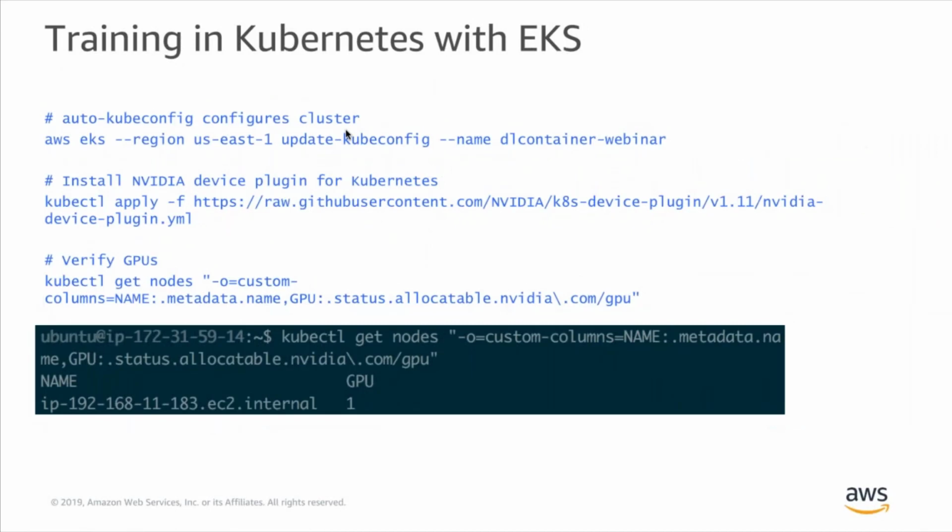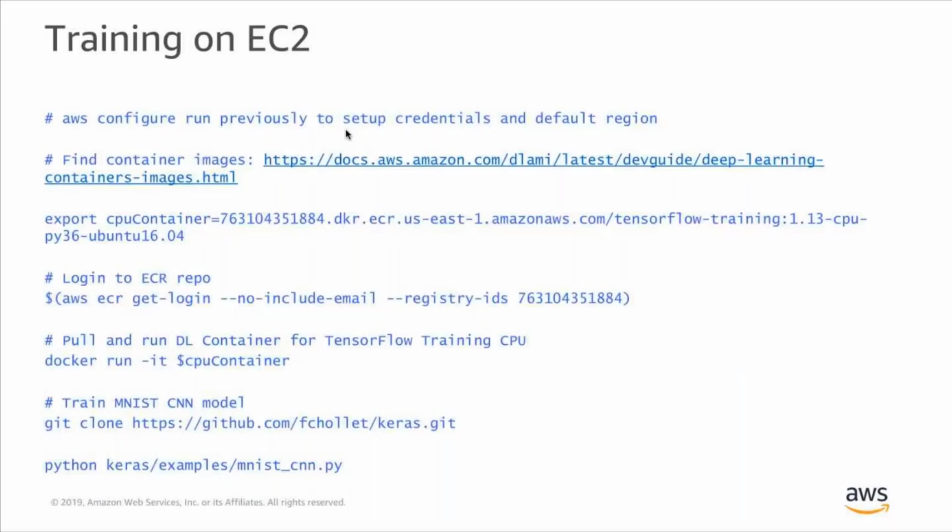So to review, we started by training on a single EC2 instance, and we pulled a deep learning container image from the Elastic Container Registry, or ECR. We ran that container, and we trained an MNIST CNN model on EC2. And note that we used the CPU Python 3.6 TensorFlow training image.